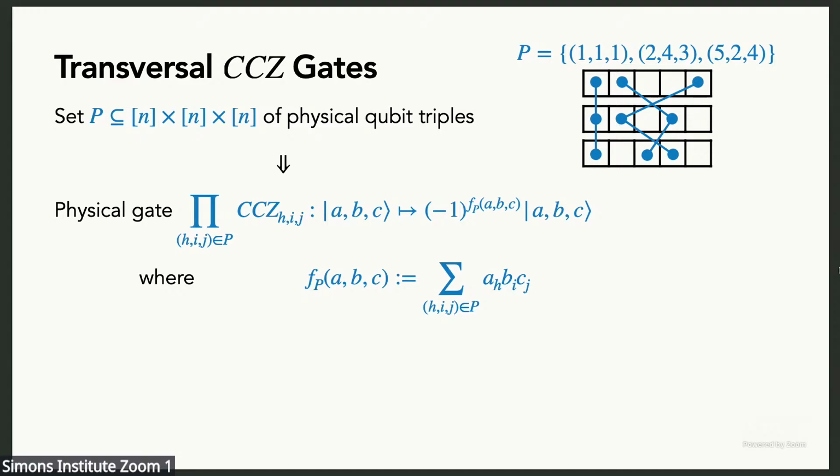And when we do these CCZ gates, what actually happens is we apply a phase of -1 to the computational basis state ABC raised to the power f sub P of ABC, where f sub P is this trilinear form that just adds up over all triples (h, i, j) in P of A_h B_i C_j. So I've just literally taken the definition of a CCZ gate and written down what phase it induces when we apply it to a state ABC.